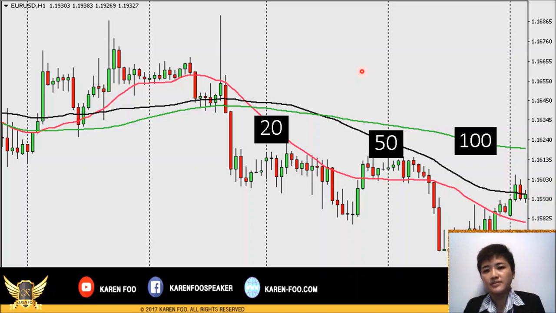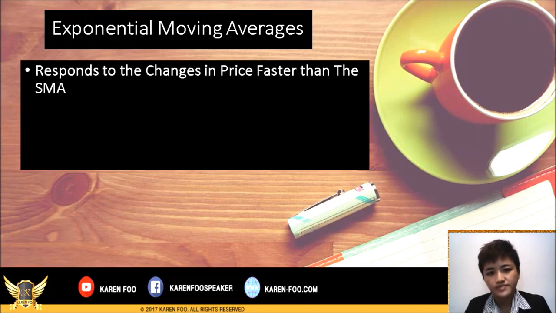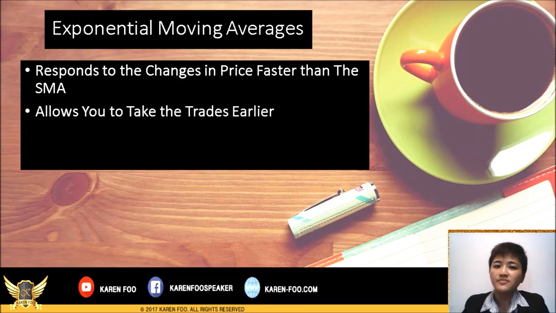But the smaller SMAs have a whole entirely different function, which I'm going to talk about later. So the second type of moving average is the exponential moving average. A lot of people call it the EMA, and it actually stands for exponential moving average. It responds to changes in price faster than the SMA. So the EMA allows you to take your trades earlier.